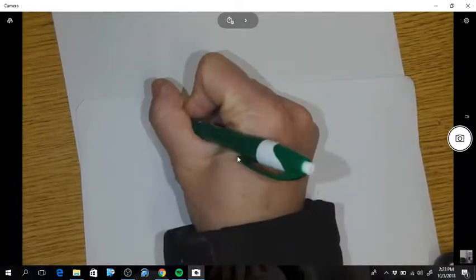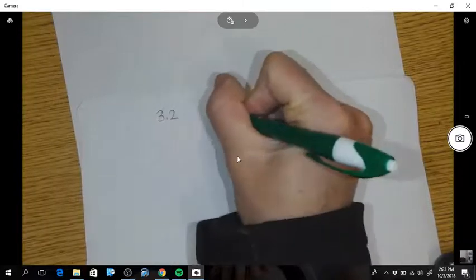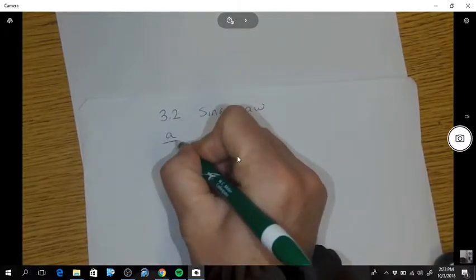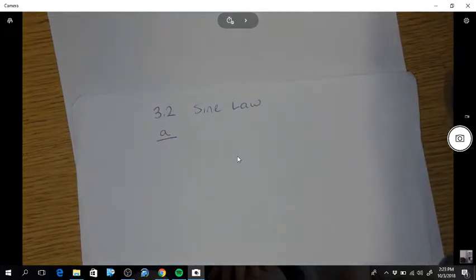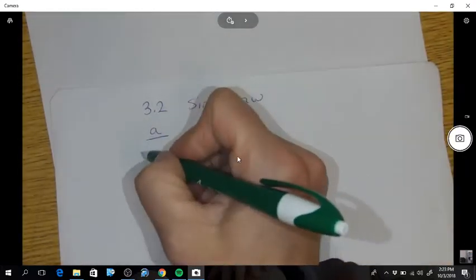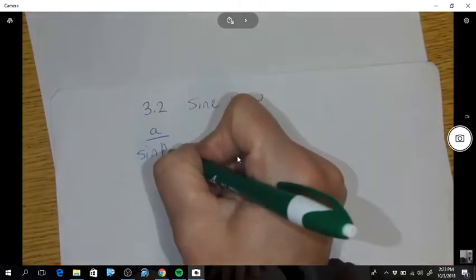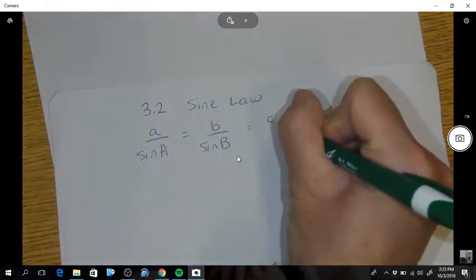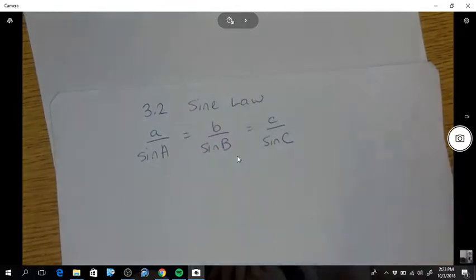Okay, trig, we're going to do 3.2 sine law. Okay, here is what sine law looks like. We're going to have a over sine A, this is on your formula sheet, b over sine B equals c over sine C.